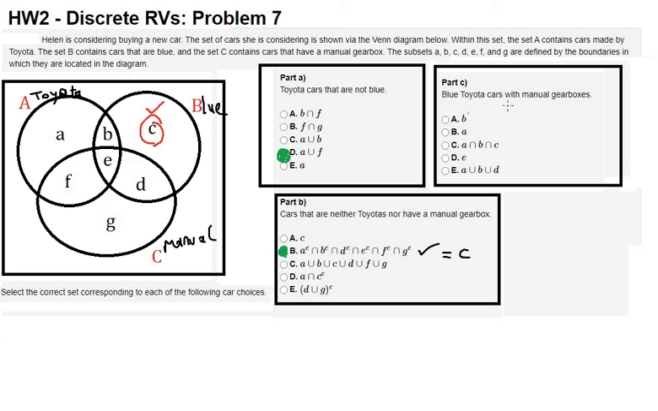Part C. Blue Toyota cars with manual gearbox. So blue Toyota cars are only B and E, and out of B and E, only E has the manual gearbox. So this is the answer.